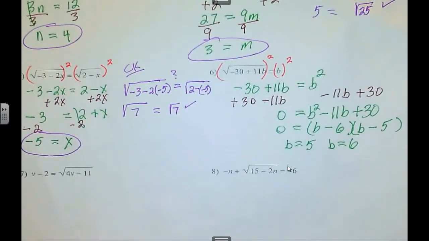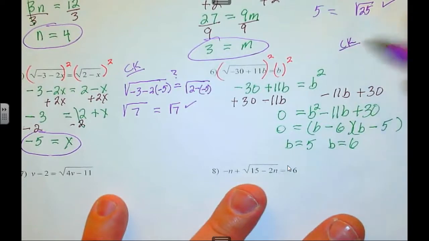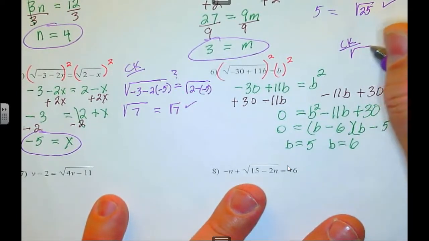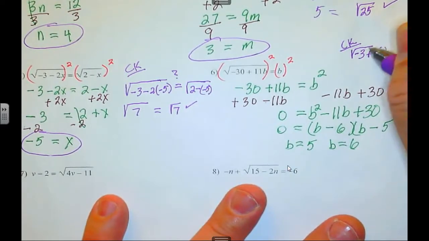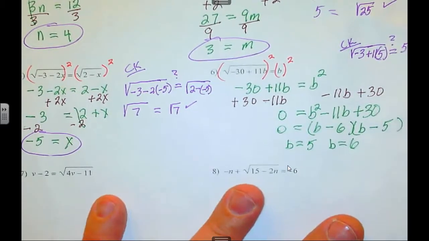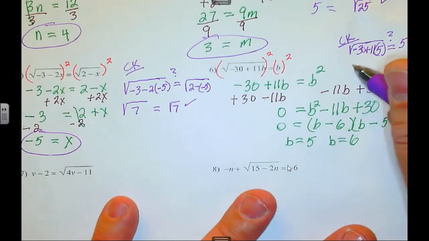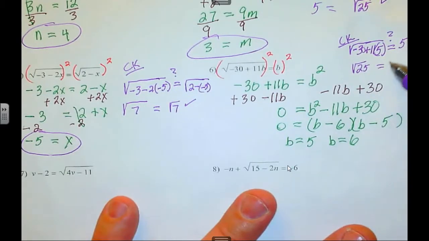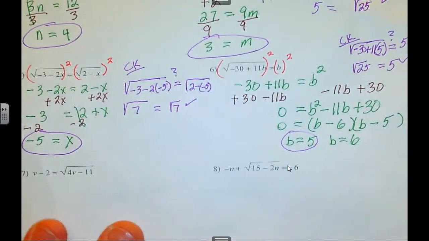What do I have to do before I finish? That's right. Check each one of them. Does negative 30 plus 11 times 5 equal 5? Well, let's see. That should be 30. Okay, negative 30 plus 55 is 25. And that indeed checks. So this one works. Now we got to check 6.